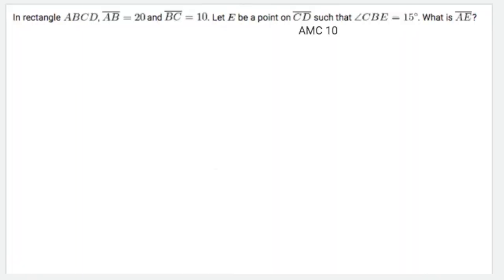Now, the next problem. In rectangle ABCD, we have AB, which is 20, and BC, which is 10. Let E be a point on CD, such that angle CBE is 15 degrees. What is AE? Whenever you see a geometry problem and the diagram is not given, your first step should be to draw it. We know it's a rectangle, so let's draw one.